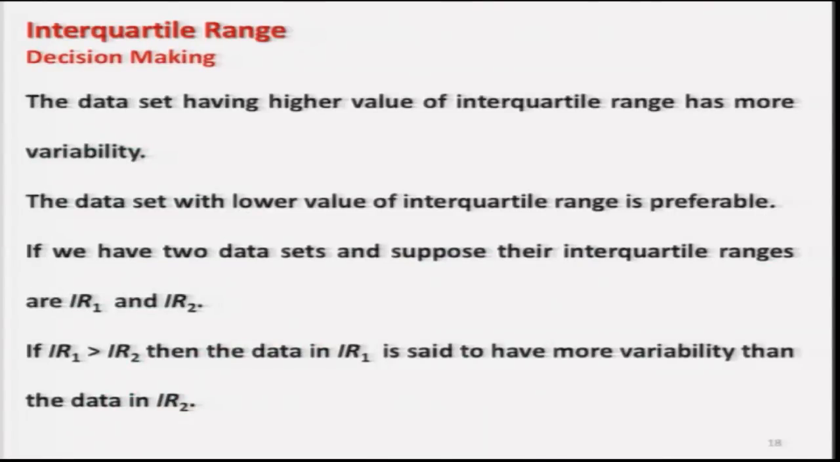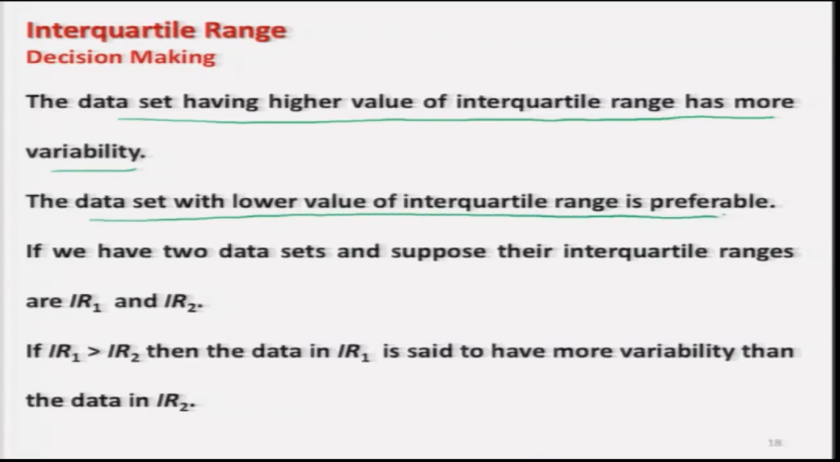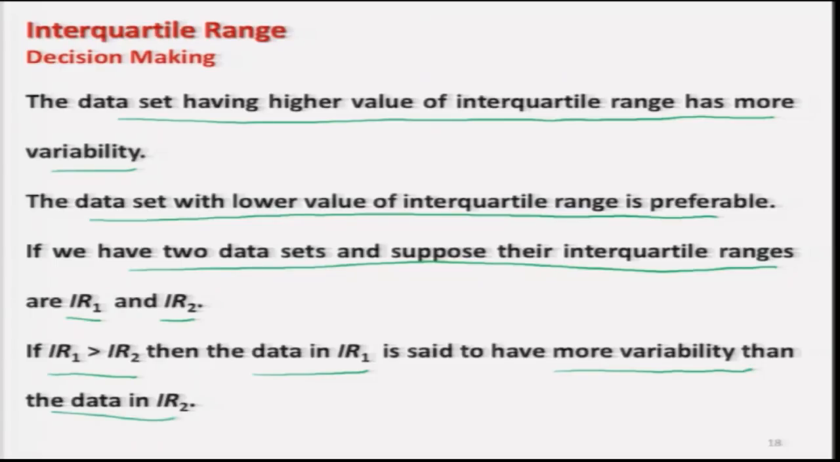Now, how do we make the decision? Once again, the rule is the same. The data set having the higher value of interquartile range has more variability. That will be the interpretation. Obviously, we would always like to have a data set with smaller variability, so the data set with the lower value of interquartile range is more favorable. Suppose I have two data sets, and their interquartile ranges are computed as IR1 and IR2. If IR1 is greater than IR2, then we say that the data in IR1 has more variability than the data in IR2. This is our interpretation.